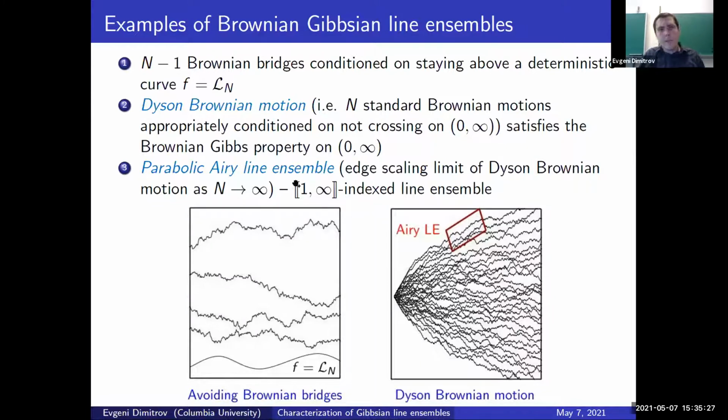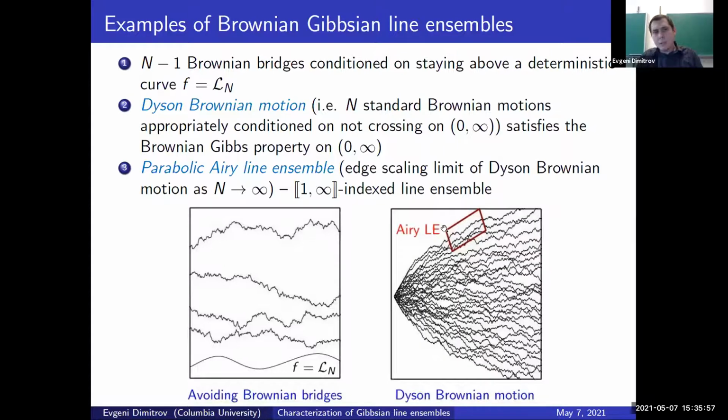Our third example is given by what's called the parabolic Airy line ensemble. This is obtained through an edge scaling limit from Dyson Brownian motion, for example. If you start Dyson Brownian motion with n curves and you increase the number of curves to infinity, there is a way to appropriately shift and scale this ensemble at the edge to obtain a non-trivial limit, which is called the parabolic Airy line ensemble. This one is a line ensemble with infinitely many lines, but it still enjoys the same Gibbs property.